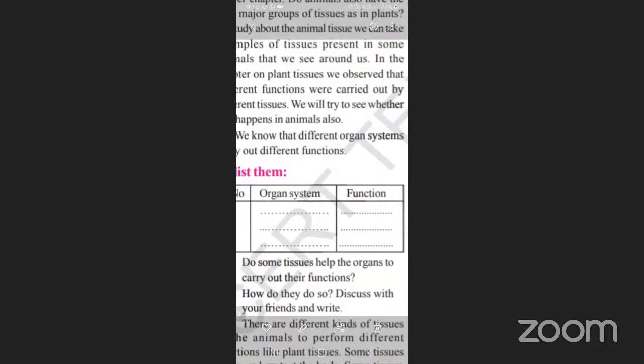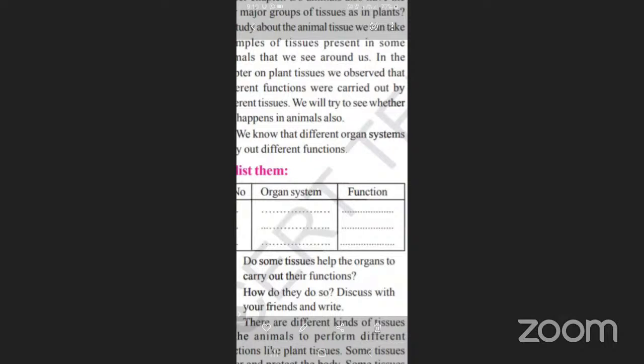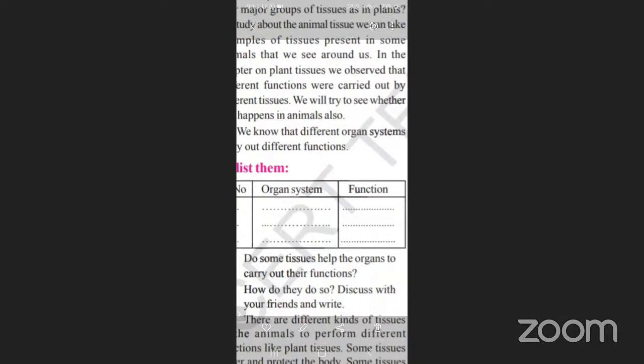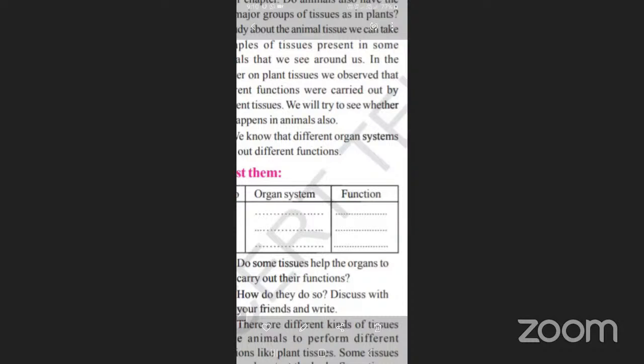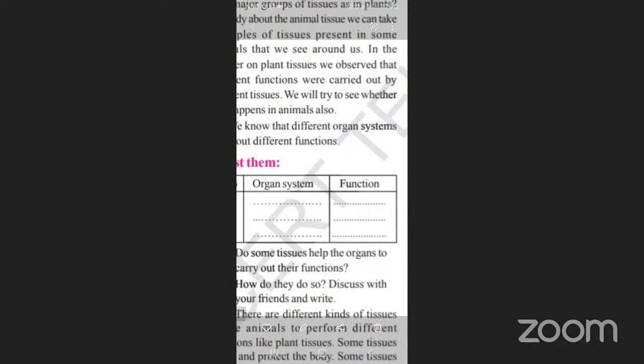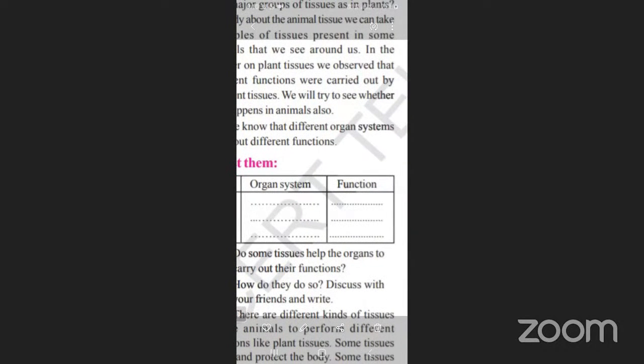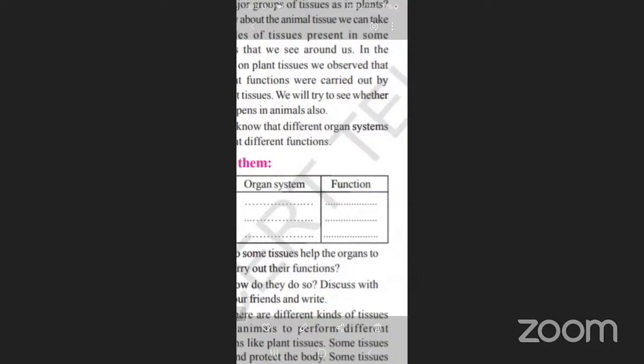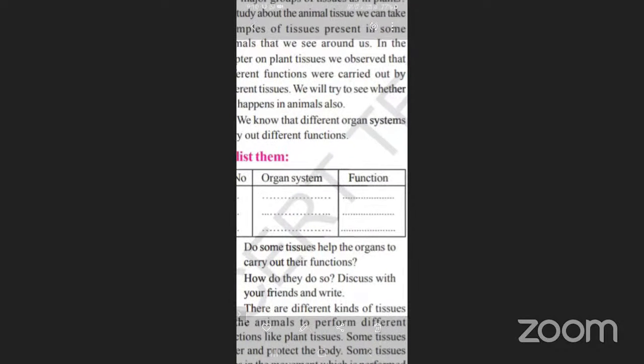For example, endocrine system. Okay, important, endocrine system. If we take the endocrine system as an example of an organ system, what is the function of the endocrine system, children? It regulates body functions. The endocrine system regulates body functions by chemicals, nothing but hormones. That is the endocrine system.